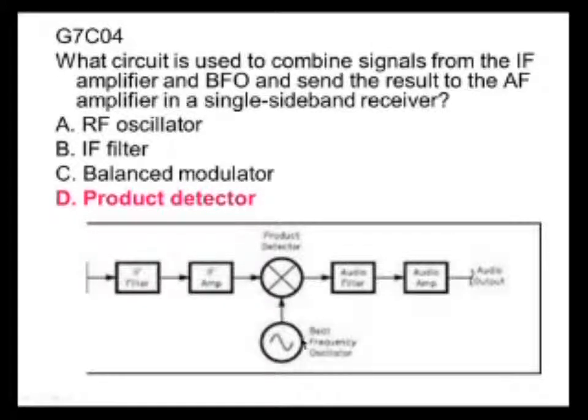Here we have a beat frequency oscillator, which also feeds into this device right here, which then feeds the signal to an audio frequency amplifier. Here they're using an audio filter and then the amplifier, but same principle. That device is called a product detector. It's called that because the output here is the product of the IF amplifier and the beat frequency oscillator. The two of those go together to produce this audio signal.